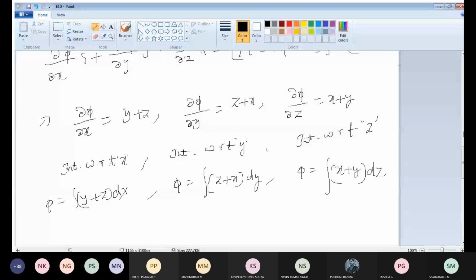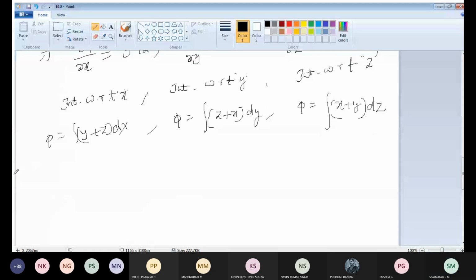Okay, so later we'll add a constant, indicating the integrating constant. So phi with respect to x, first one, then implies phi equal to the integration of y plus z with respect to x, nothing but yx plus zx plus an integrating constant. This you have to remember and observe carefully, because I'm going to use one function, that is f, so f of y comma z. Right, first I will complete this, then I will explain what is f of y comma z.